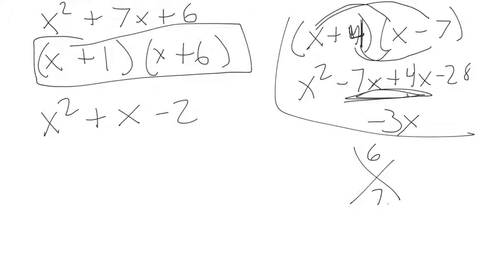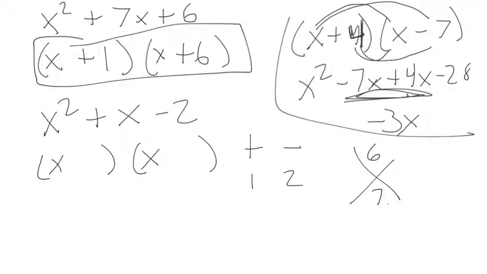Okay, here we've got another trinomial. We're going to start off, draw the butt. We're going to put in the x's, because x times x is going to give us the x squared. What 2 numbers will multiply to give me a negative 2, but add to give me a positive 1? Well, remember, in order for 2 numbers to multiply to give me a negative, one of them has to be a positive and one of them has to be a negative. And the only factors of 2 are 1 and 2.